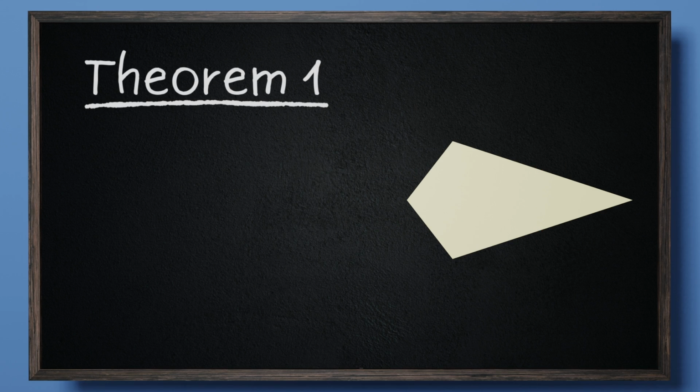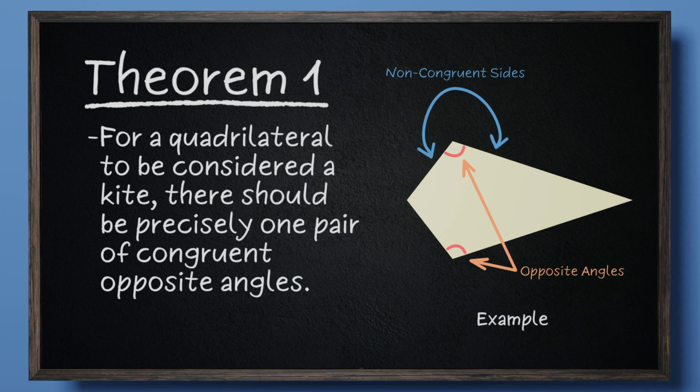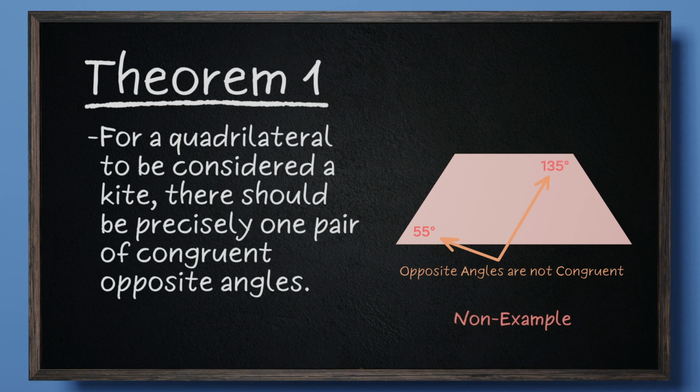The first theorem states that for a quadrilateral to be considered a kite, there should be precisely one pair of congruent opposite angles. Specifically, those angles are the two angles in between each pair of non-congruent sides. If the shape did not have congruent angles here, the shape would no longer have two pairs of congruent consecutive sides and would not be considered a kite.